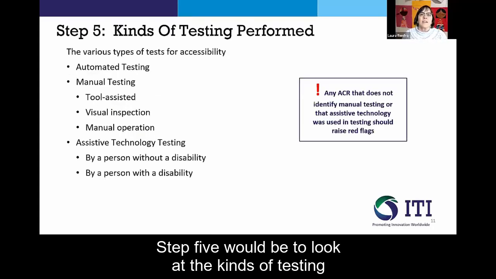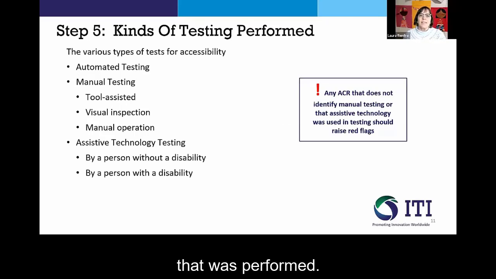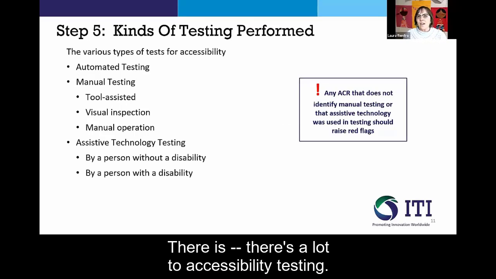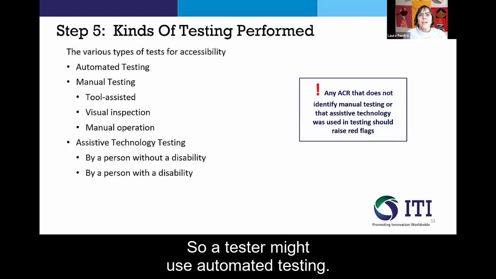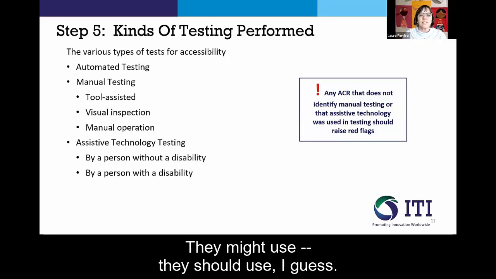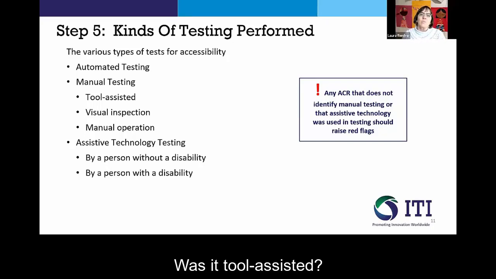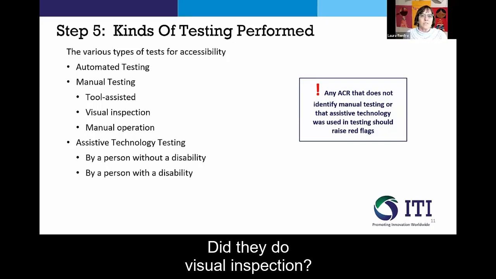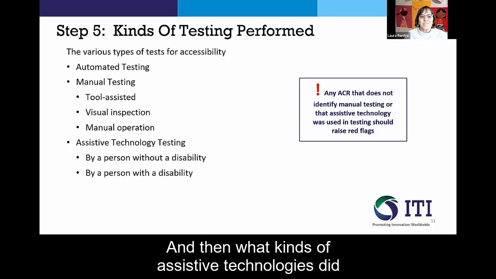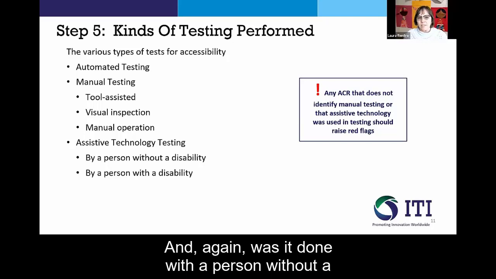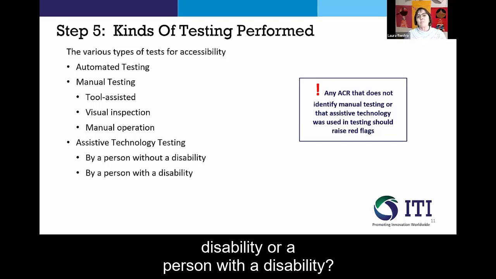Step 5 would be to look at the kinds of testing that was performed. There's a lot to accessibility testing. So a tester might use automated testing. Manual testing would be a second kind of testing to look for. Was it tool assisted? Did they do visual inspection, manual operation? And then what kinds of assistive technologies did they use in testing? And was it done with a person without a disability or a person with a disability?